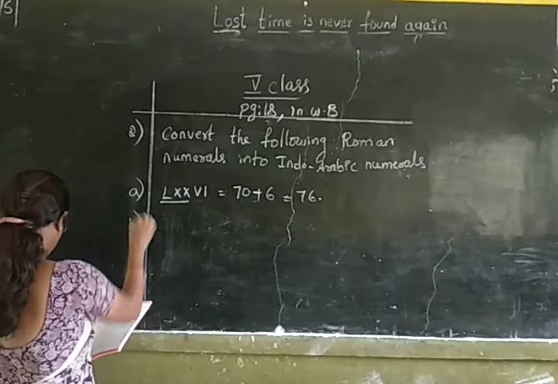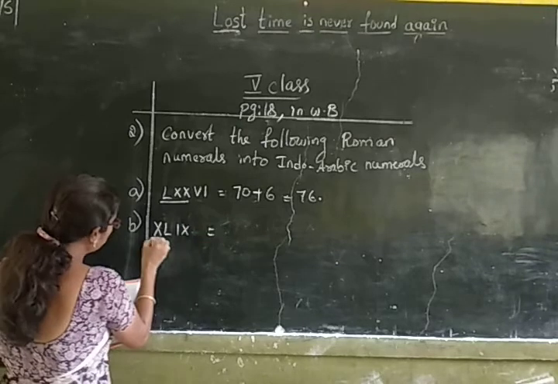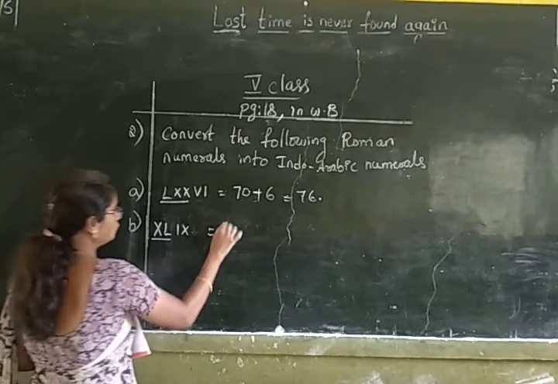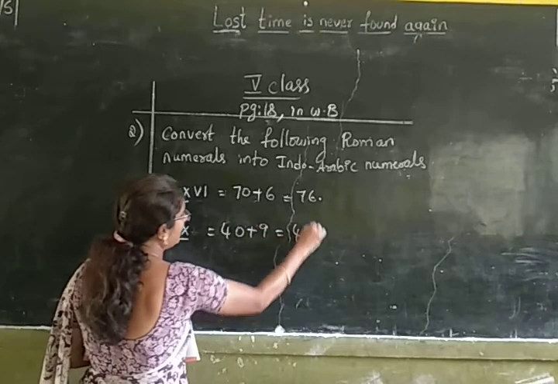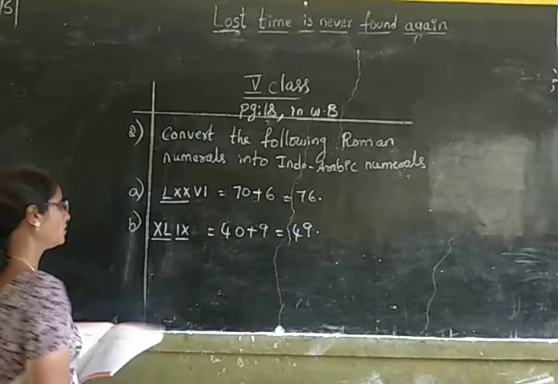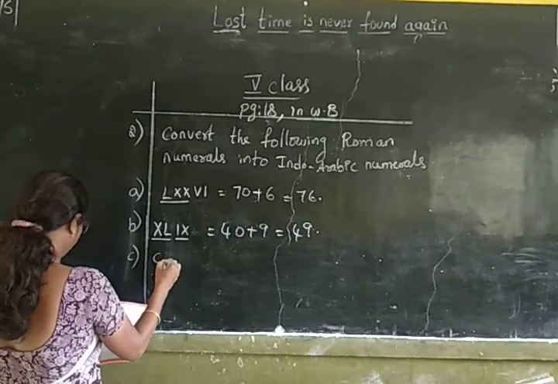Now let us do B sum. XLIX. You all know that XL means 40 and IX means 9. 40 plus 9 is equal to 49. Similarly, let us do C sum.